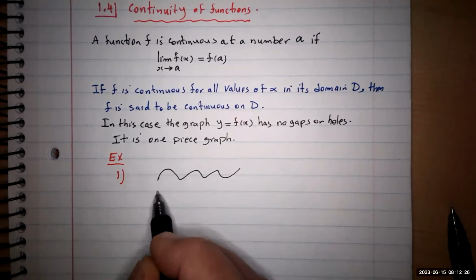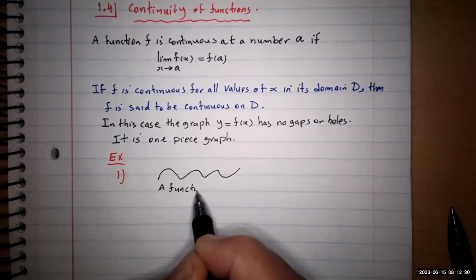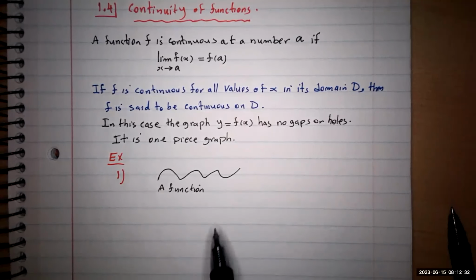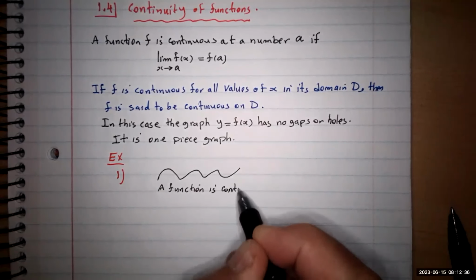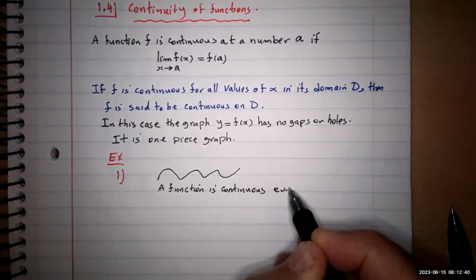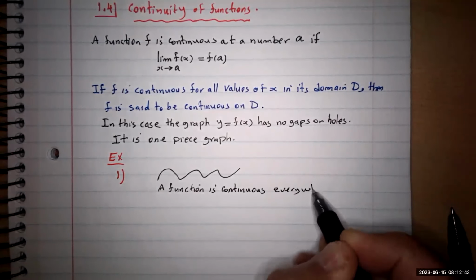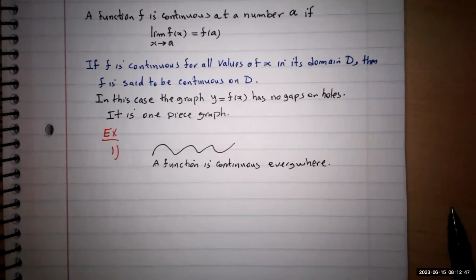If a function is given to you and they ask you where this function is continuous, you say the function is continuous everywhere, because it's one piece. Okay, any question?